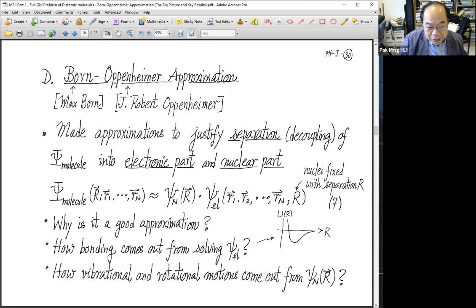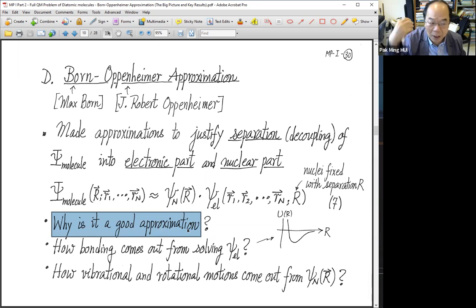We would like to see why it is a good approximation. Basically, the answer justifies the approximation because it works, because we can explain a lot of physics. And in physics, usually that is the best justification.